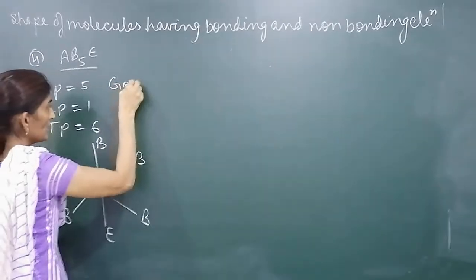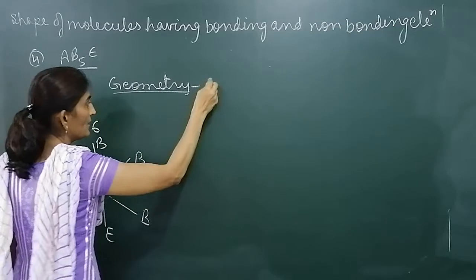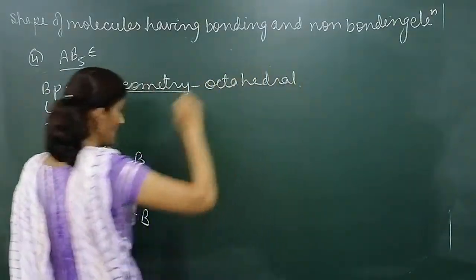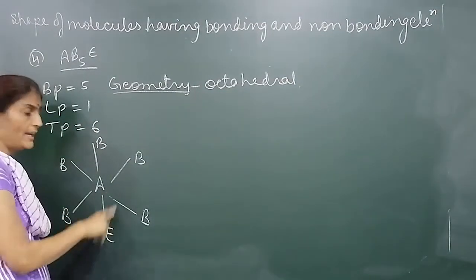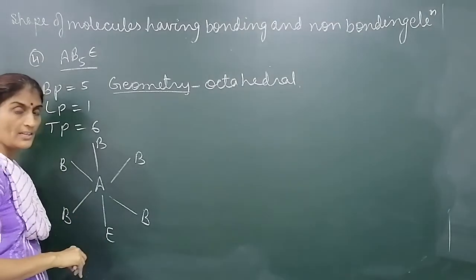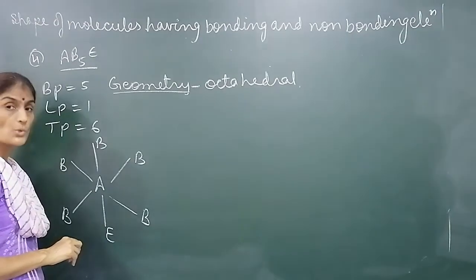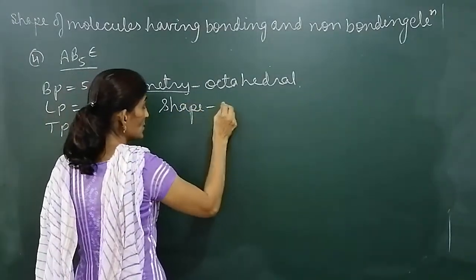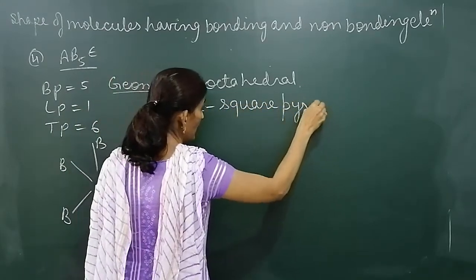So what should the geometry be? Geometry must be octahedral because there are 6 electron pair around it. But now there is one lone pair of electron. Any one place the lone pair can be arranged because all the bond angles are 90 degrees. So when lone pair is arranged, its shape becomes square pyramidal. What is the shape? Square pyramidal.